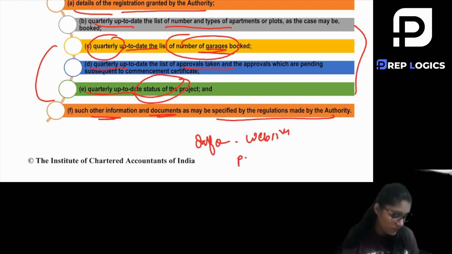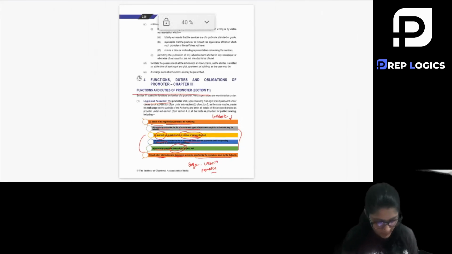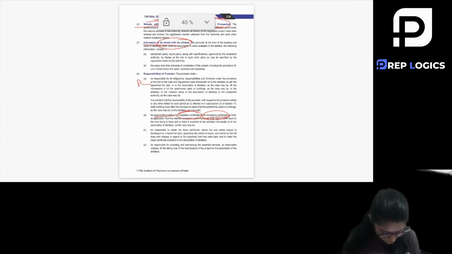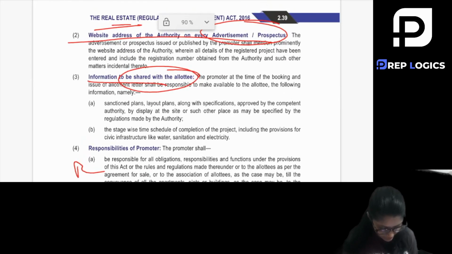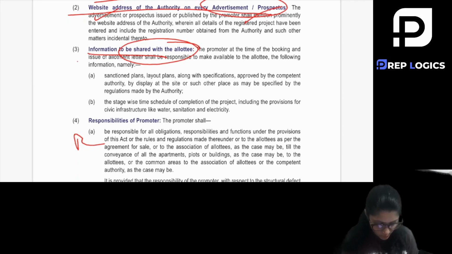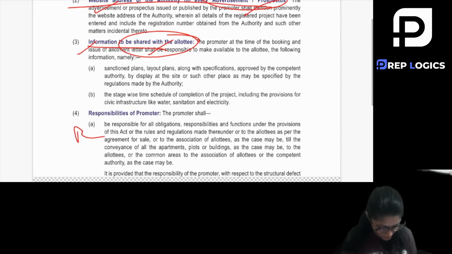Who will update? The promoter will update. Okay. On the website, he also needs to mention all the advertisements he has done, and all the information he must share with the allottee.